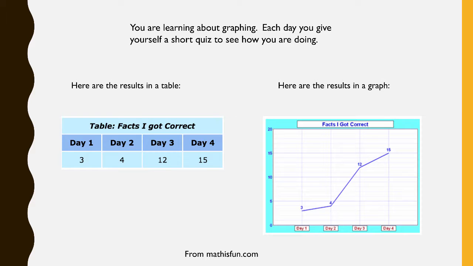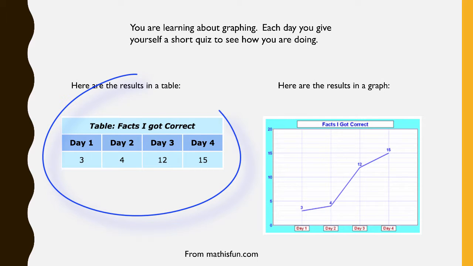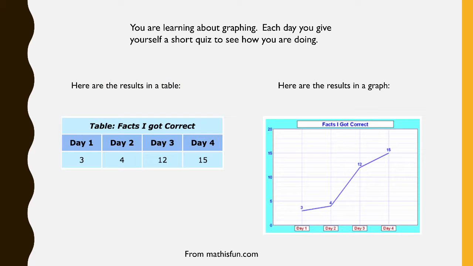Here's another example. So let's just say that you're learning about graphing, and each day you're going to give yourself a short quiz to see how you're doing. So you decide to record the results in a table, such as the one on the left. So on the first day, you only remembered 3 things correctly about the graph. On the second day, you remembered 4 things correctly, and so on. So you could just store this stuff in a table to record all the information.